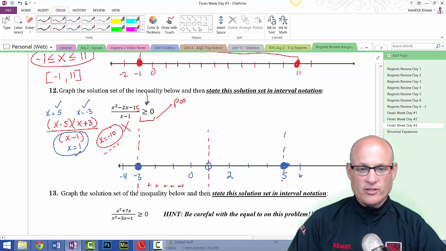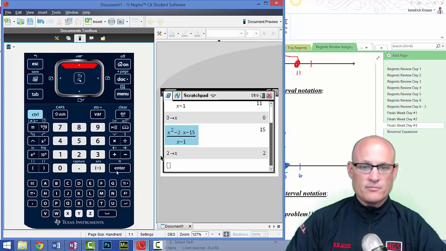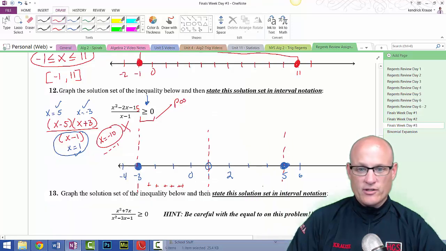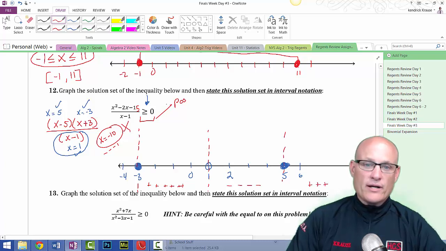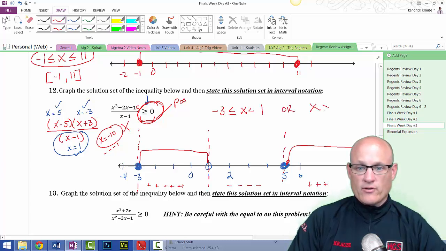Now I'm going to guess in between here is going to be negative because it always goes back and forth. But let me check. 2, store x, and hit up. It is in fact negative, so in this area it would be negative, and if you tried, this area would be positive. So what do I want? I want the area where it's positive, so I'm going to connect these two, and I'm going to point from here out, going this way. So the answer to my question is negative 3 is less than or equal to x, which is less than 1, or x is greater than or equal to 5.